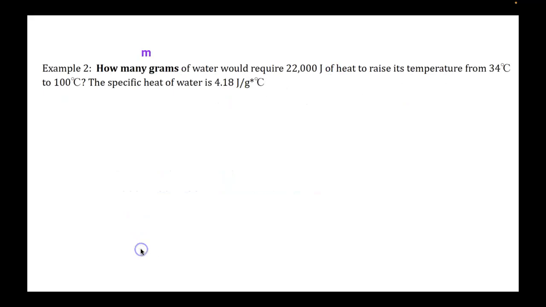Our second example, we're trying to find the mass in grams. So we start by labeling all of our numbers. Again, we need to make sure, since the temperature is increasing, we know that the Q, or the heat, is positive. First, we need to find our change in temperature. We find that the change in temperature is 66 degrees Celsius.